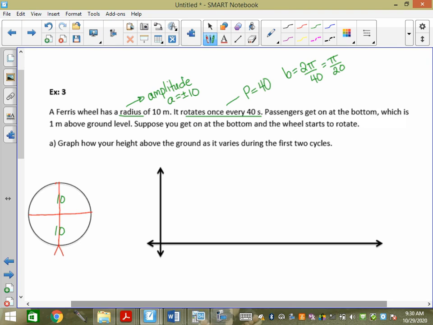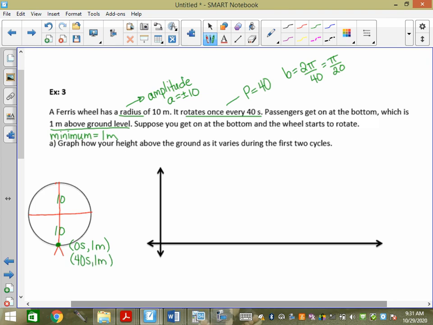Passengers get on at the bottom. That's good. Like set them on somewhere else. Awesome. Which is 1 meter above the ground. So what does that give me? Nope. My minimum. My minimum is 1. So I know down here, I'm starting at 0 seconds and at 1 meter, right? I also know I'm ending here at 40 seconds and 1 meter.